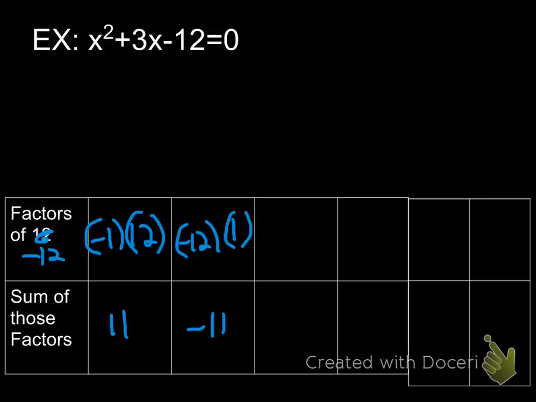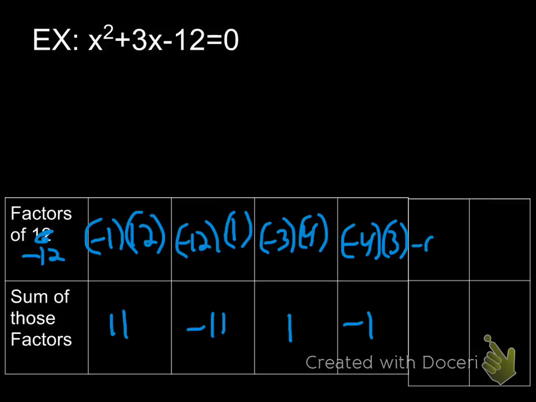Let's see, other factors of 12. How about negative 3 and 4? What will that combine to give me? 1. Alright, how about negative 4 and 3? That'll combine to give me a negative 1. Uh-oh. Other factors of 12? 6 and 2. How about negative 6 times 2? That'll give me negative 4. And the other way around, negative 2 times 6, that'll give me just 4, right?